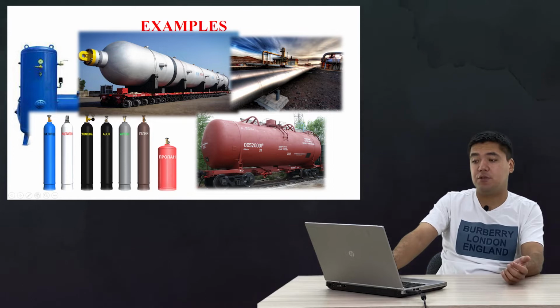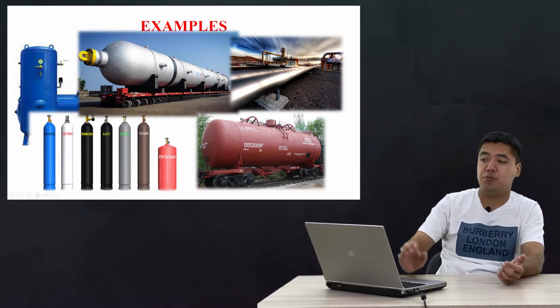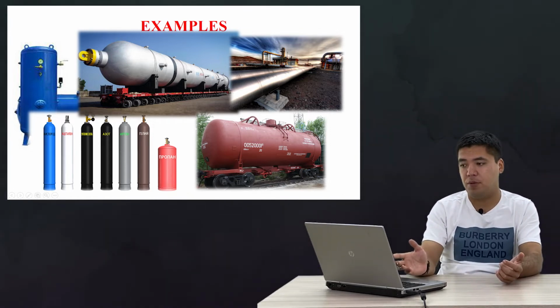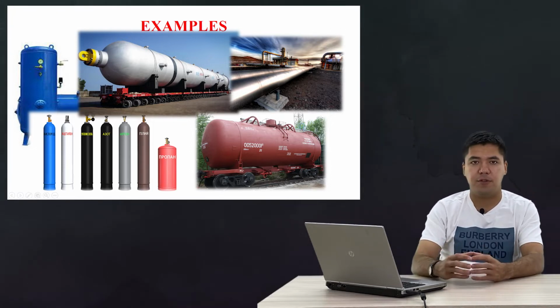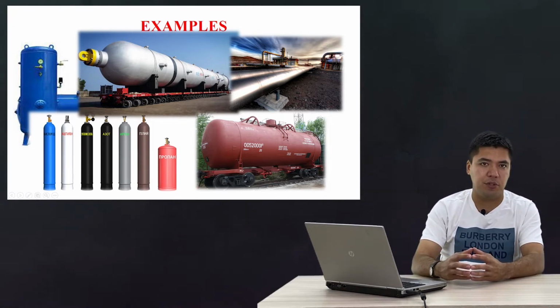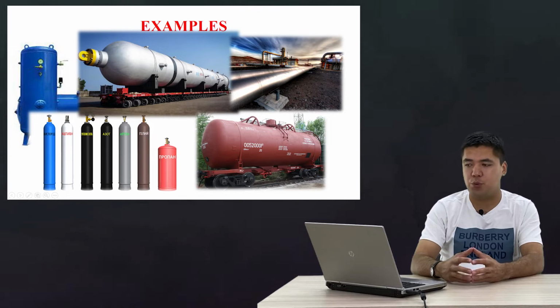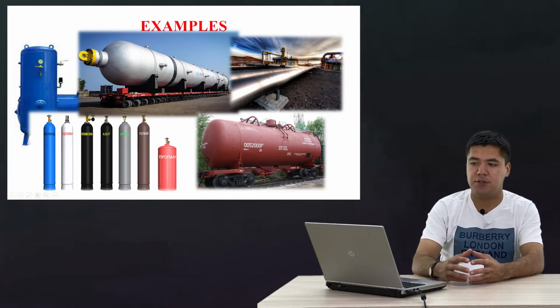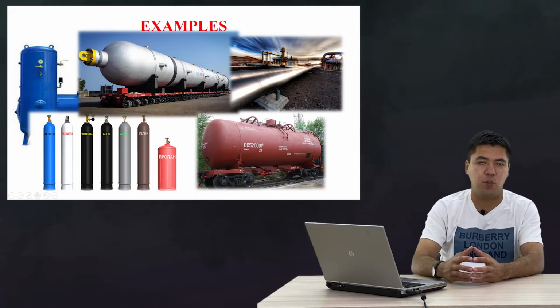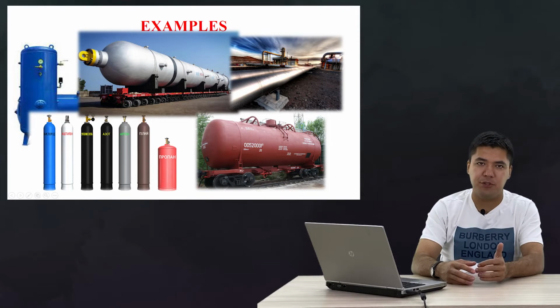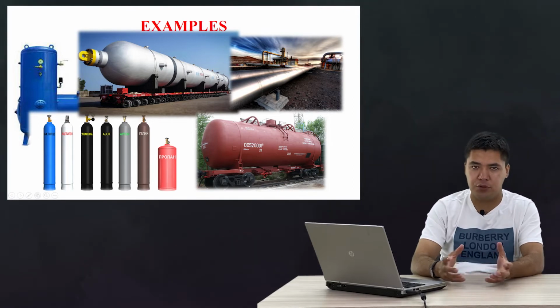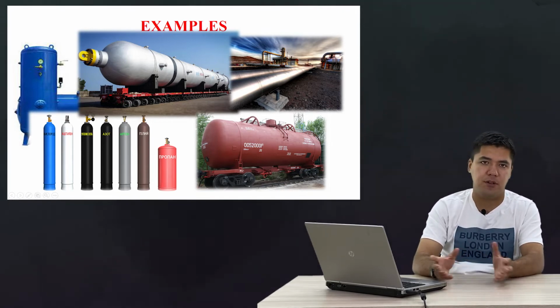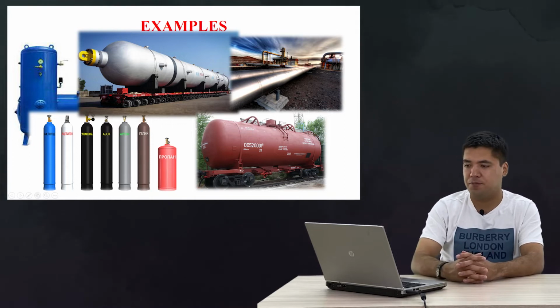And examples, as you see in this slide, can be pipelines, for example, in the oil and gas industry, or for domestic users we use pipelines. It can be rail cars, cylinders, and other huge equipment that works under a pressure that is much different from ambient pressure, and the temperature can also be very different from ambient temperature.